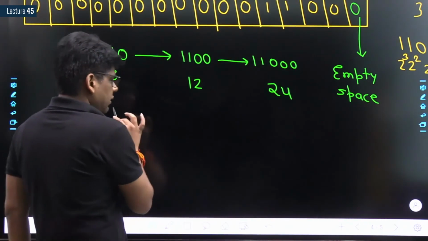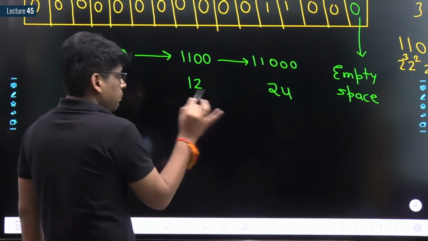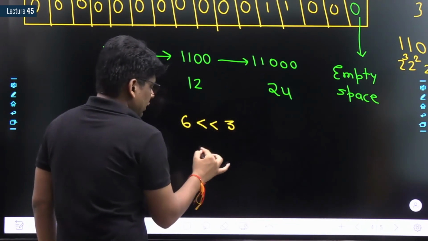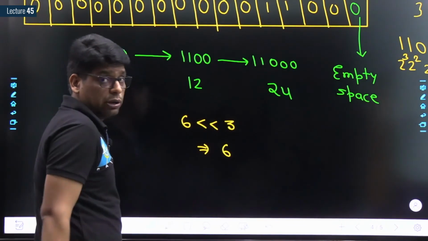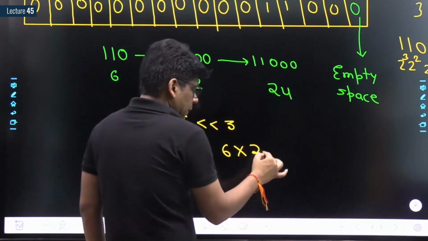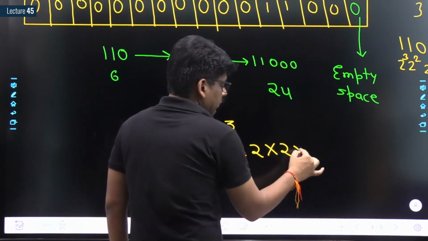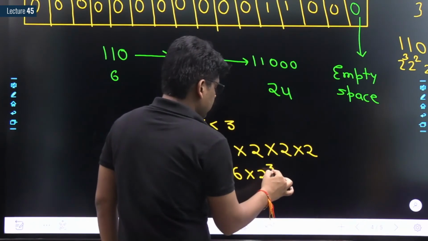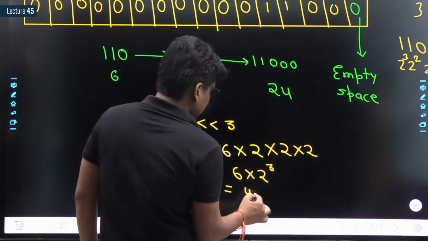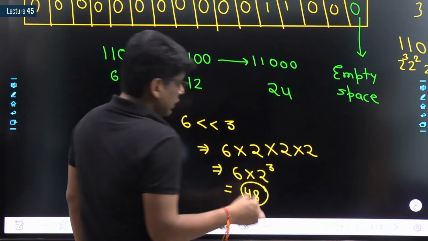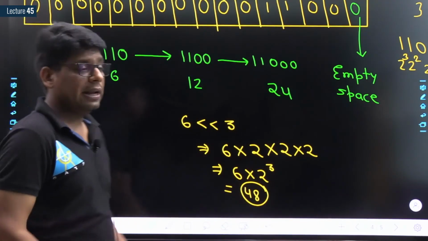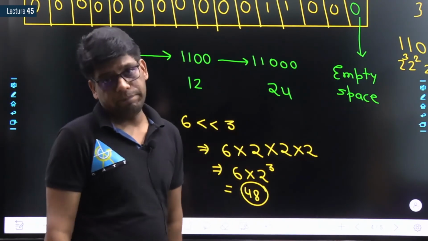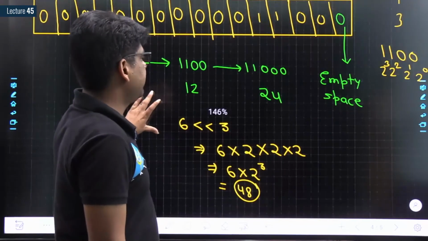That means for every positive number, if I say 6 left shift 3, what does that mean? 6 is the original value. Multiply by 2 one time, 2 times and 3 times. The value becomes 6 into 2 to the power 3. That means 6 into 8, the value becomes 48. So what does the left shift operator do? It will double the value of a positive number being left shifted. That's how the left shift operator works.